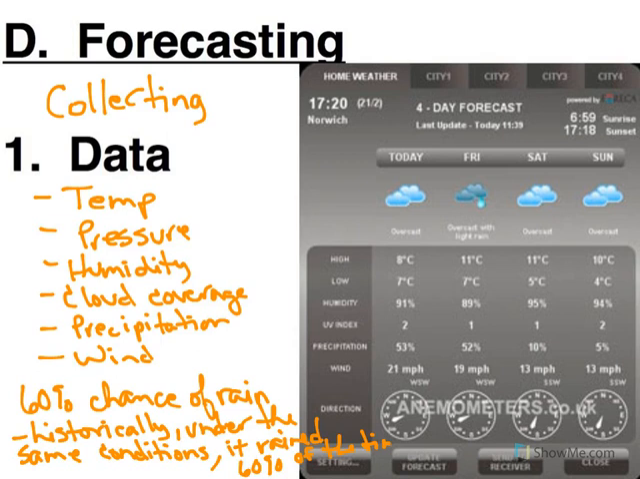So it doesn't mean that during the course of the day, 60% of your day is going to rain. There's no guarantee it's going to rain. 40% of the days with similar conditions did not rain. So unless there's a 100% chance, you still may or may not get what the weatherman is predicting. So that's based on all of this historical data.